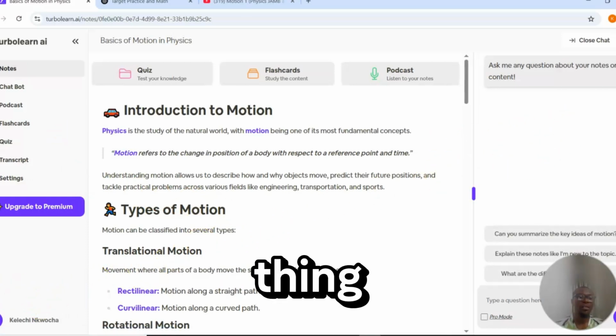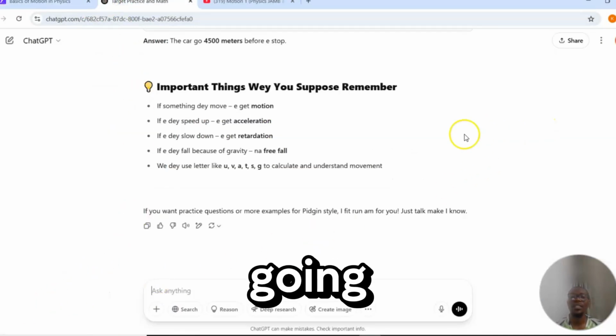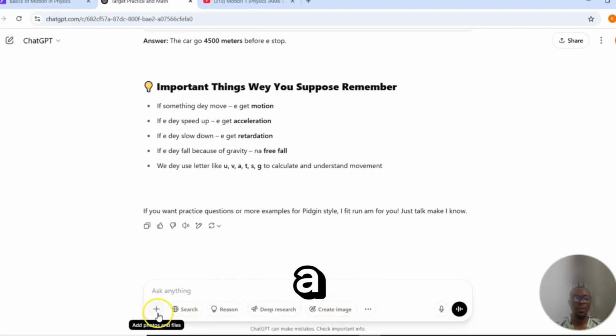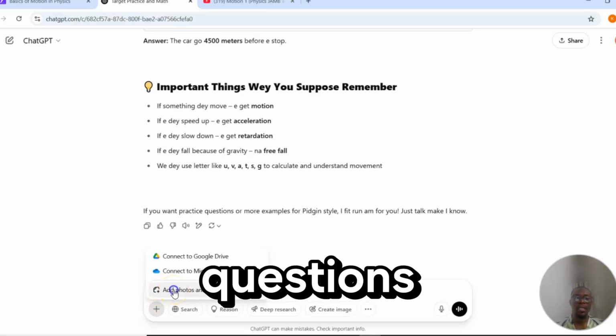So let's go to ChatGPT. Okay, this is another thing you can do. From ChatGPT, I'm not going to repeat the same thing so I don't sound like a broken record. So let's go down to our files and upload JAMB past questions.